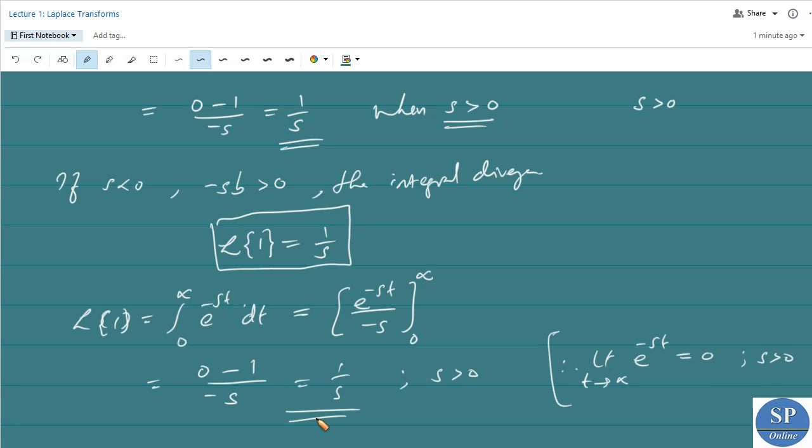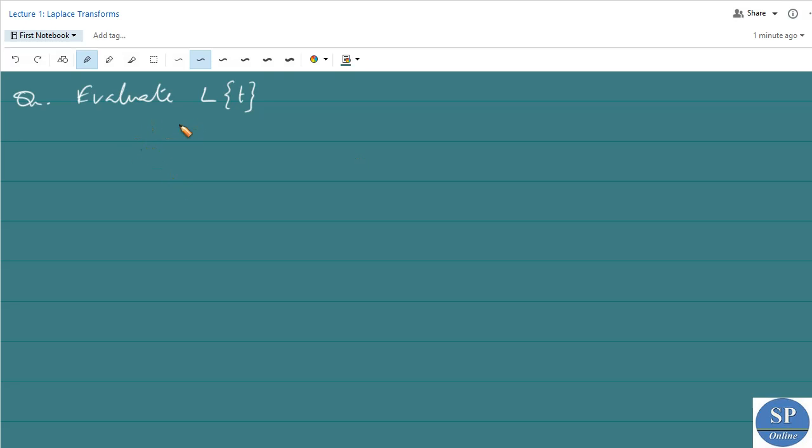Okay, so we have L of 1 is equal to 1 by s. Next question, evaluate L of t. So we have to find the Laplace transform of t. By definition, we have L of t is equal to integral 0 to infinity e to the power minus st into t dt.